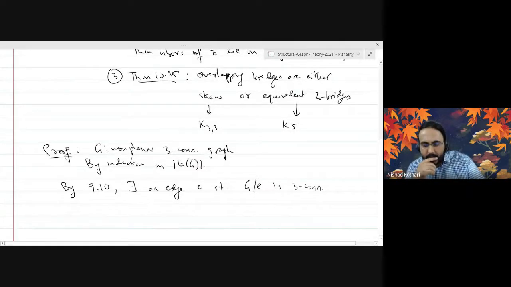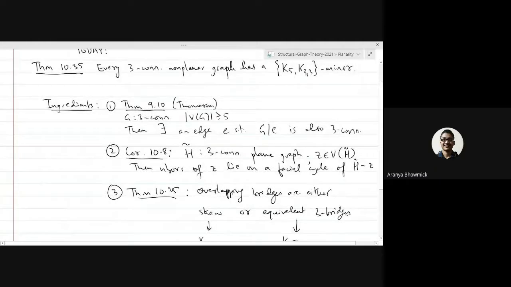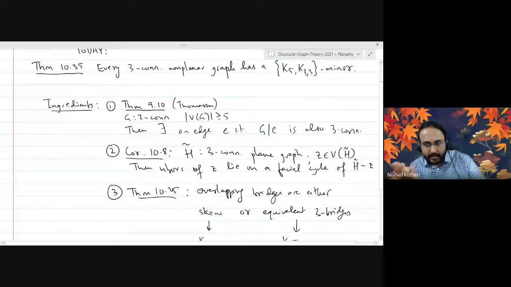Okay, good. I have a question. If G contract E is indeed non-planar, then we are done. Yes, that is exactly the point. If it is non-planar, then we are done. Okay. So we'll have to look at the planar case.